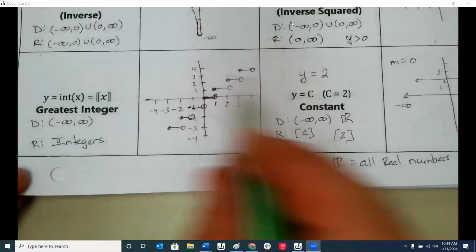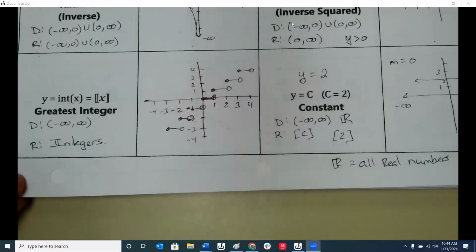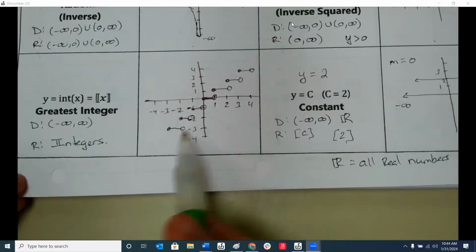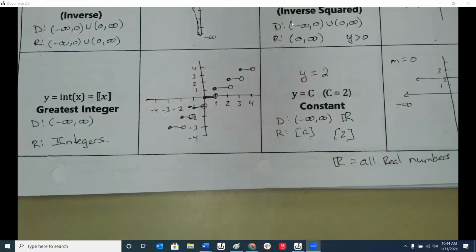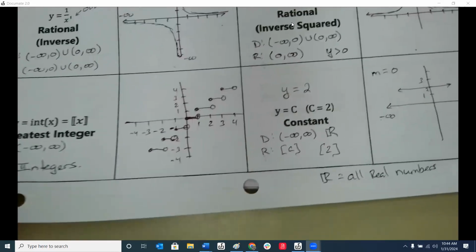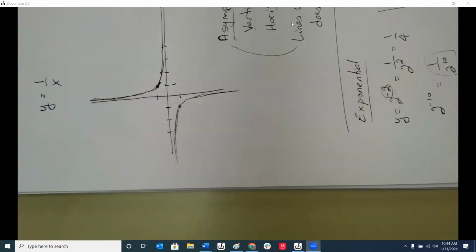Okay, so that's what that graph looks like. It's a stair stepper. There are no decimals in the y's. You can have half a year or 3/4 of a year, but you cannot have 3/4 of a person. Any questions so far?